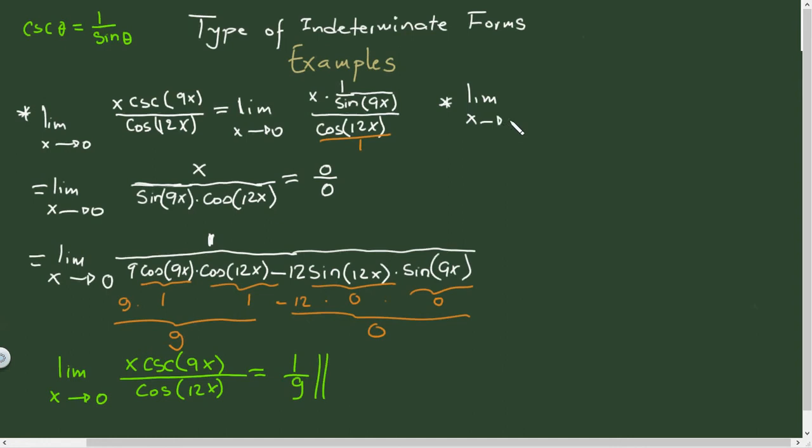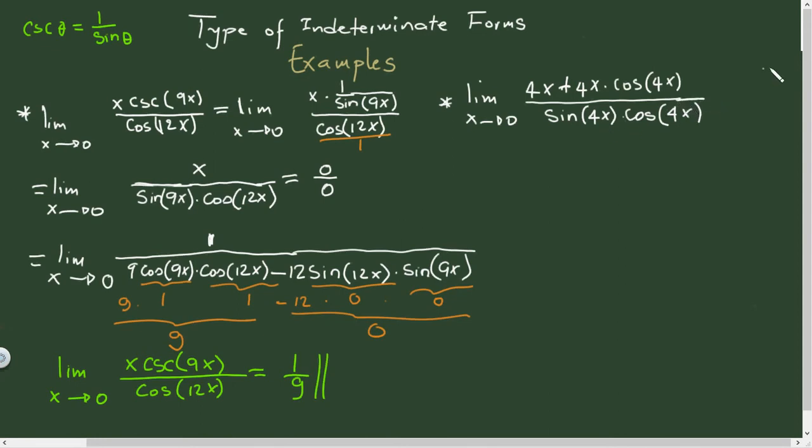x goes to 0 of 4x plus 4x times cosine of 4x over the sine of 4x times the cosine of 4x. Alright, looks complicated, but it's not.